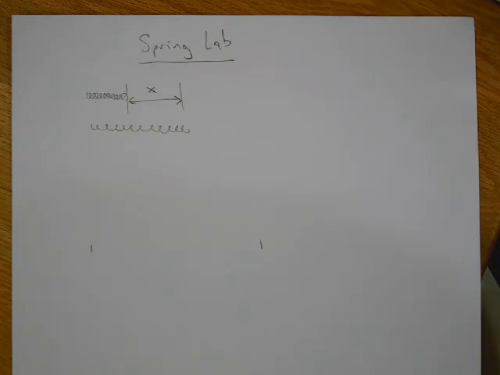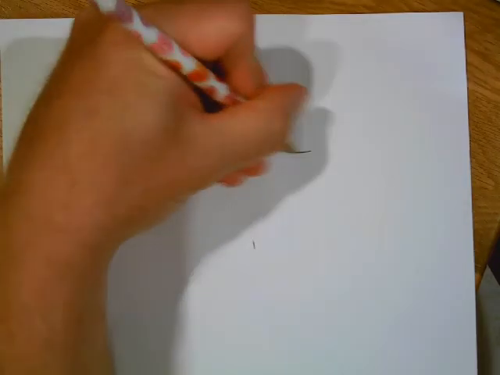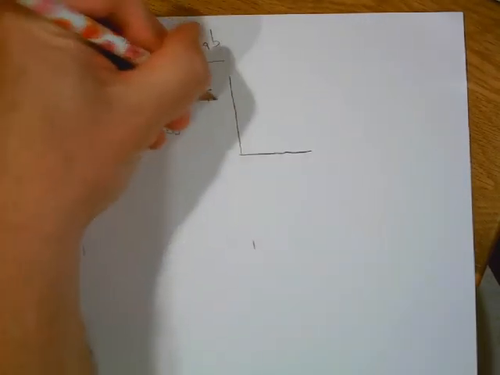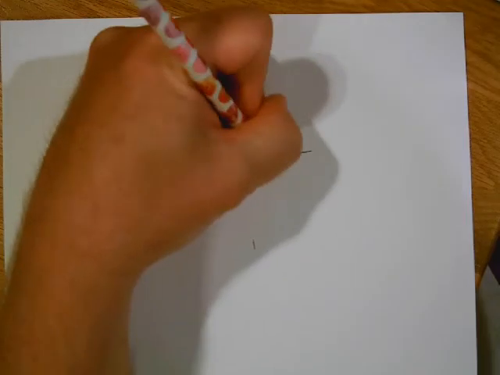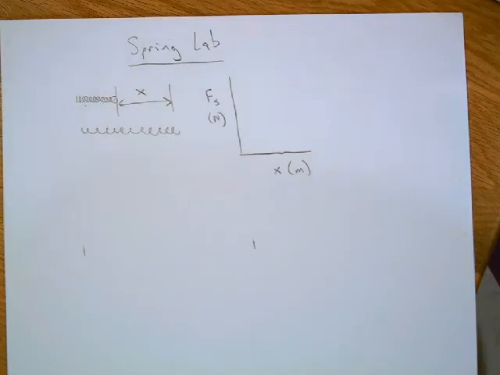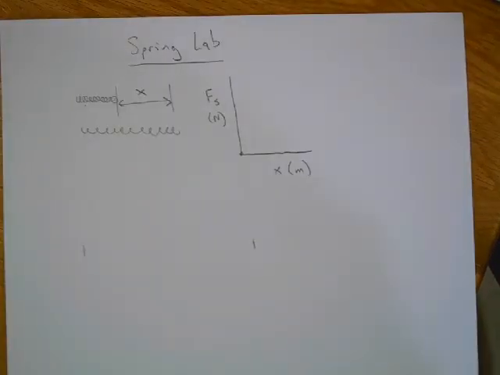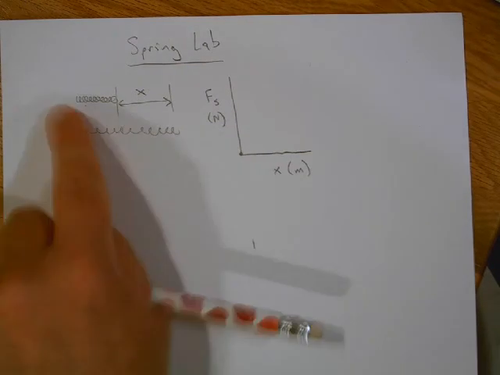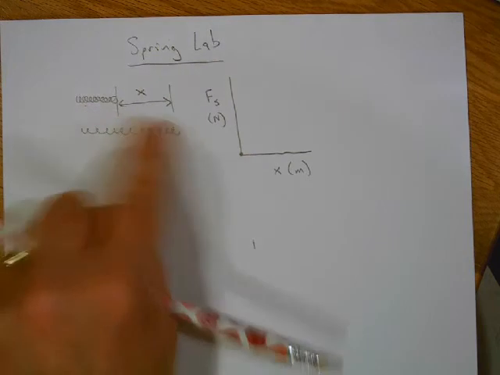You were supposed to take some data and then graph the data. So you had Fs over here, which was measured in newtons, force from the spring, and then x, which was your displacement, measured in meters. And you should have gotten a graph that starts at 0. This is why it's important that you measure displacement and not the length of the spring, because the spring has a length at the start, but that's not what you're worried about. You're worried about the displacement.